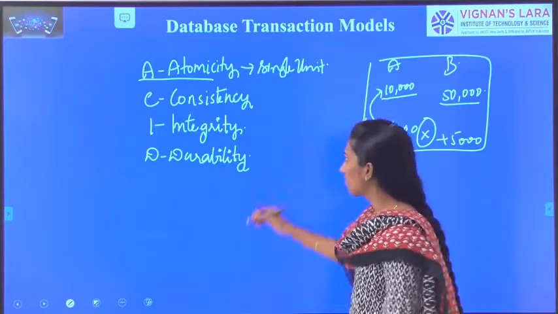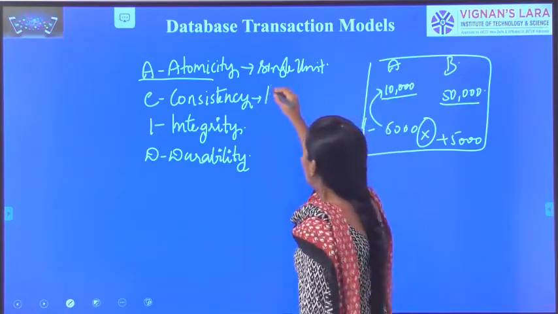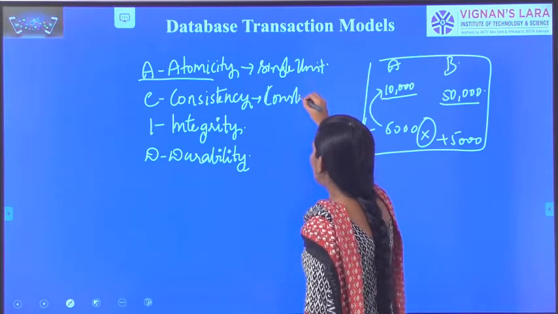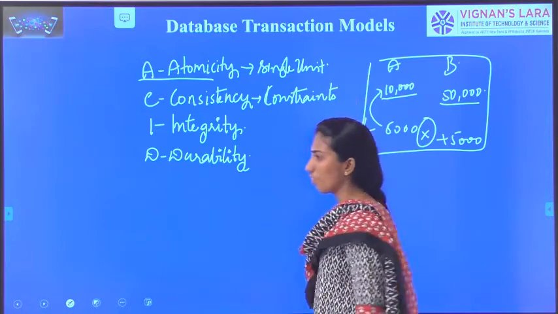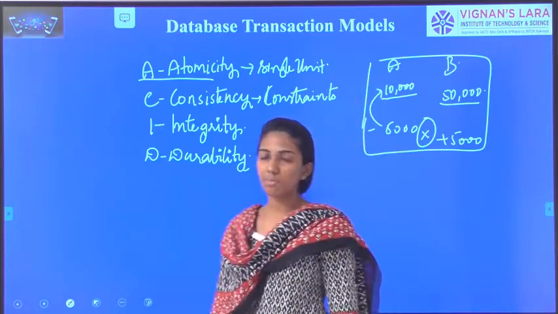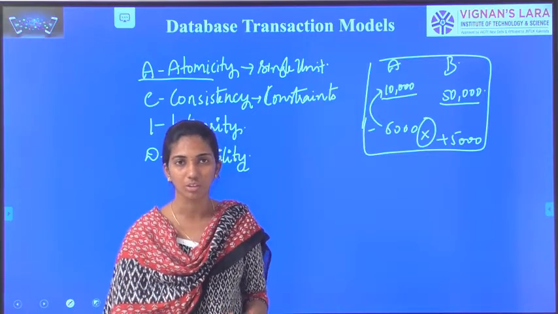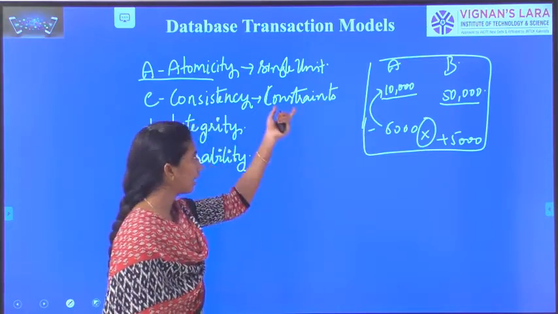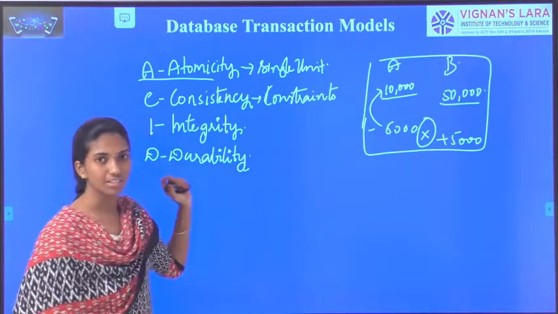Okay. And next thing is consistency. Consistency means maintaining constraints. Okay. So if we take a checkbook, the minimum balance, if it is 5,000, we need to maintain that amount of 5,000. That means if we maintain the constraints imposed on a database, it is called consistency.